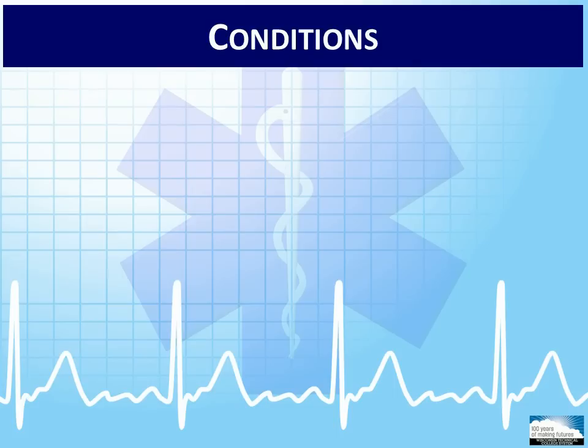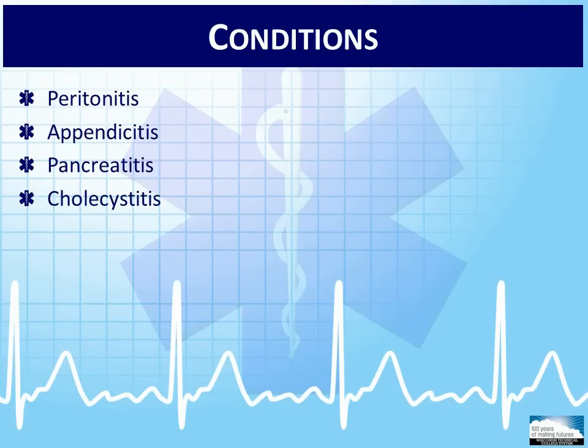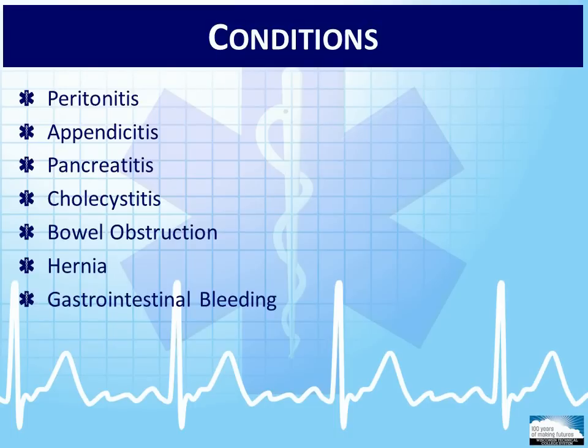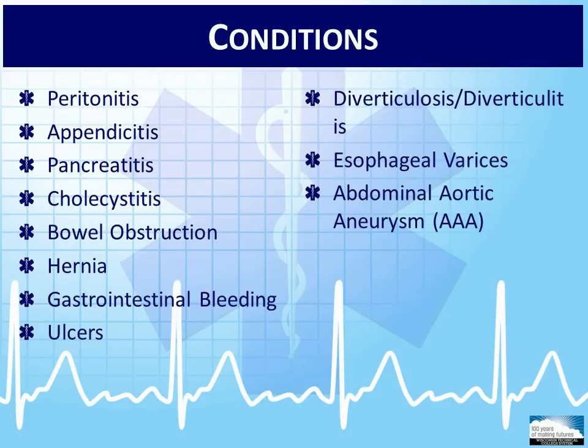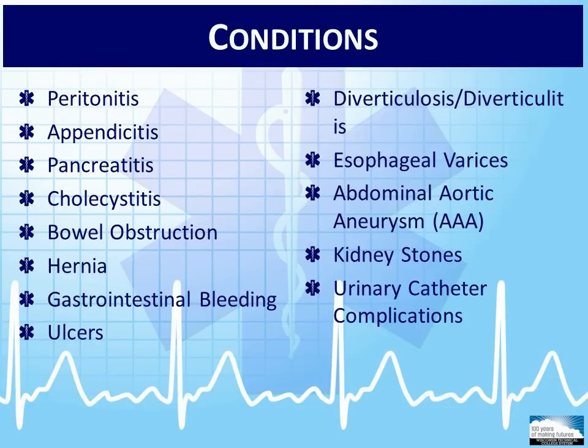Conditions associated with acute abdominal, gastrointestinal, genitourinary, or renal complaints include peritonitis, appendicitis, pancreatitis, cholecystitis, bowel obstruction, hernia, gastrointestinal bleeding, ulcers, diverticulosis, diverticulitis, esophageal varices, abdominal aortic aneurysm, kidney stones, urinary catheter complications, and renal failure. As a part of this presentation, we'll be discussing each condition in turn.